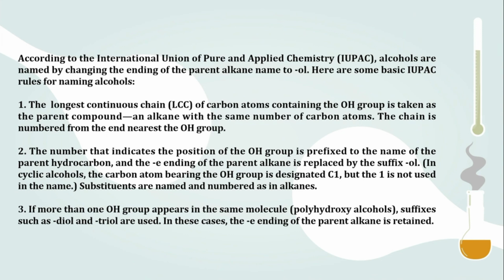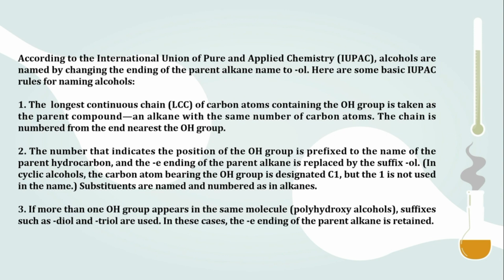Next, in identifying IUPAC names and how to draw a structure, we have to follow three rules. The first rule is that the longest continuous chain of carbon atoms containing the OH group is taken as the parent compound, an alkane with the same number of carbon atoms. The chain is numbered from the end nearest the OH group. Later we will have an example to clarify these rules for easier understanding and application.